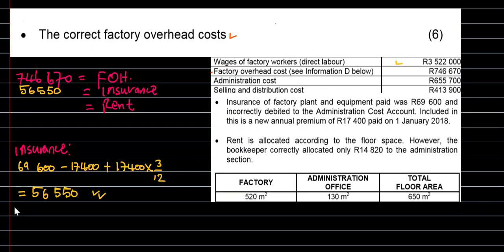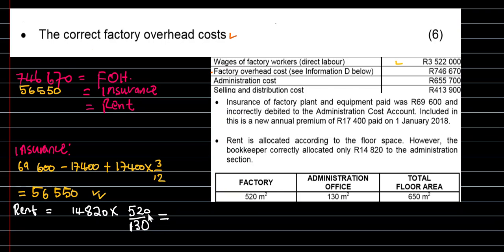Okay, let's go. So let's say rent is equal to 14,820 times 520 divided by 130. You take what you want and put it on top. We want rent, so rent is 520 square meters. We put the rent on top, then divide by what we have. What we have is 14,820 for administration, 130. Then you're going to get your answer there.